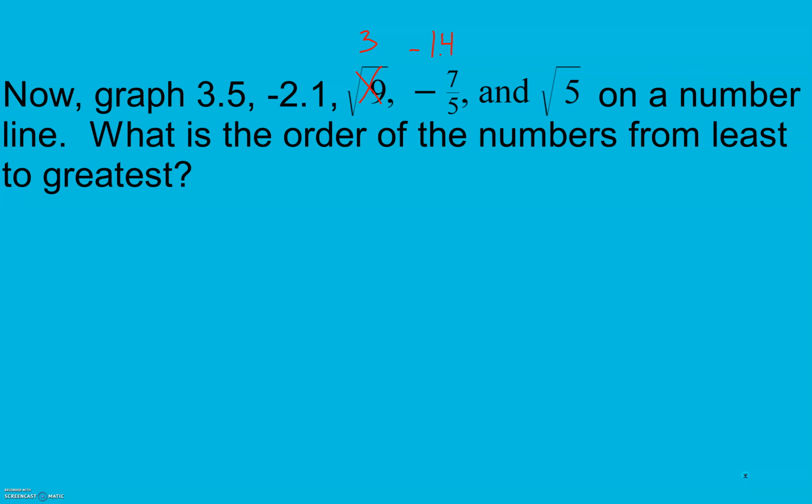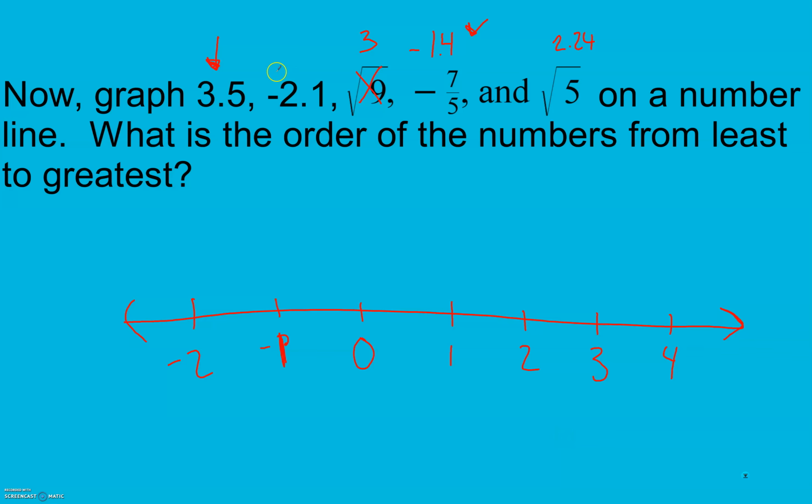Square root of 5 is approximately 2.24. So if we look here, our biggest value is 3.5. Our smallest value is negative 2.1. So on my number line, I need to go from negative 3 to 4. And it's okay if you have more values. But you have to have at least these numbers in order to fit our values.